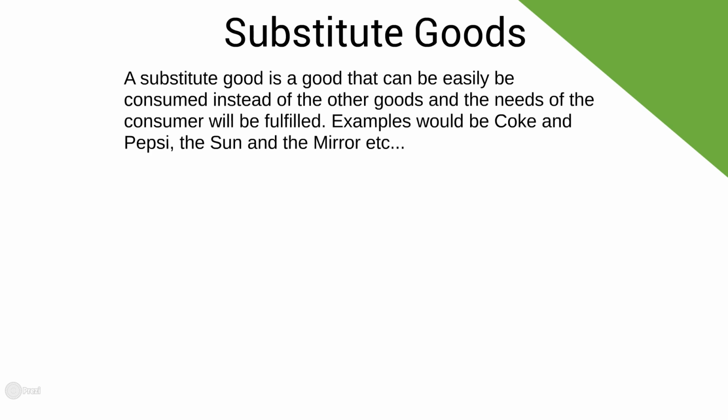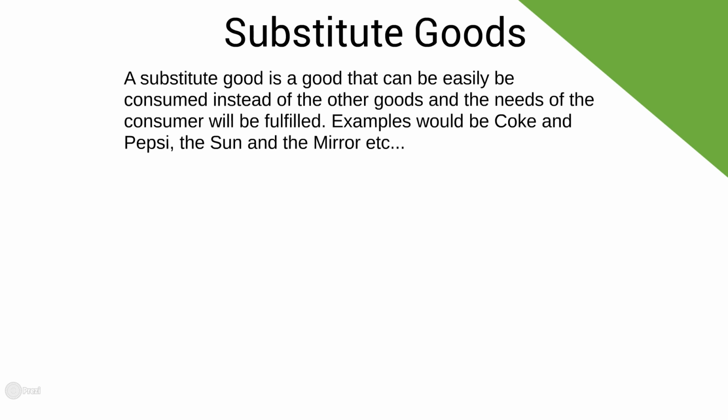A substitute good is a good that can easily be consumed instead of consuming other goods, and the needs of the consumer will be fulfilled. An example would be Coke and Pepsi. Coke and Pepsi are substitutes because they are both cola flavoured drinks, and if Coke wasn't available at a bar, an individual would likely be happy with Pepsi.